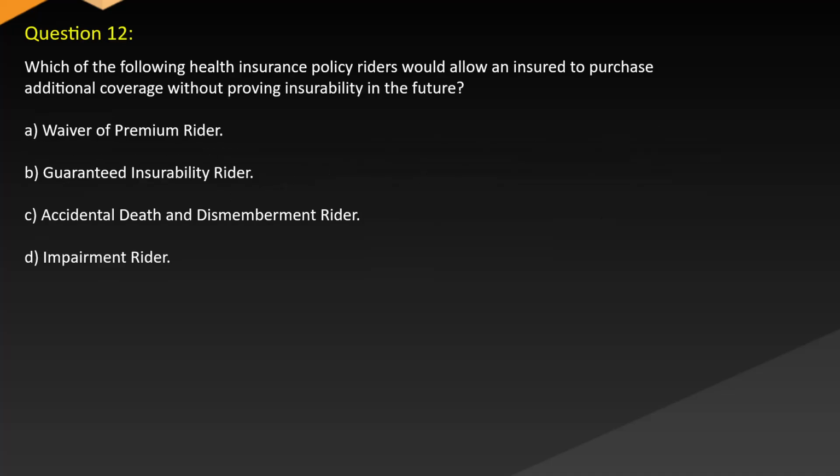Question 12. Which of the following health insurance policy riders would allow an insured to purchase additional coverage without proving insurability in the future? A. Waiver of premium rider. B. Guaranteed insurability rider. C. An accidental death and dismemberment rider. D. Impairment rider.